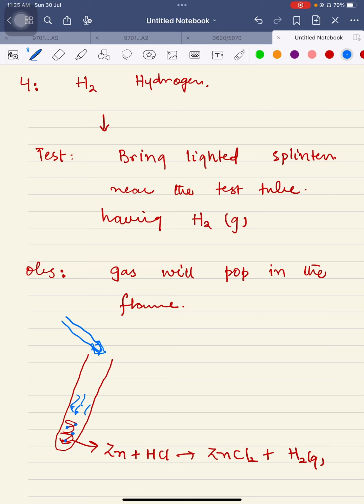Now what will happen? As a result of this test, there will be a pop observed. Okay, so guys, you people are not allowed to say pop sound or pop this or pop that. What you have to say here is, it will pop in the flame. Is that clear right now? It will pop in the flame. Done. So this is how we are going to write the test for hydrogen.